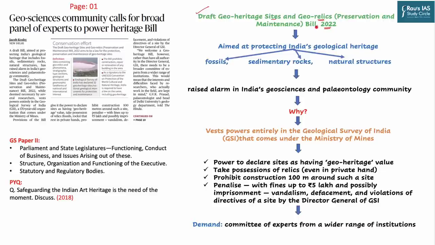Now, we are going to discuss this bill in length and breadth and also the basics of geo-heritage sites and geo-relics with some of the best examples. As far as the relevance of this topic is concerned, or why we have taken this topic as the primary one for today's DNS, the reason is that it covers three important sections of your GS Paper 2 in the mains examination. The first one is that it talks about the functions and the conduct of business, which also includes the passage of various bills by the Parliament and the state legislatures.